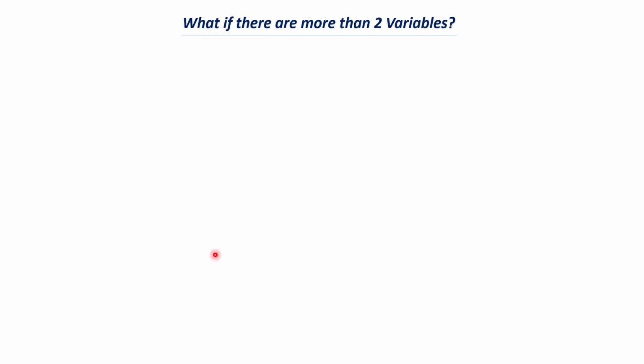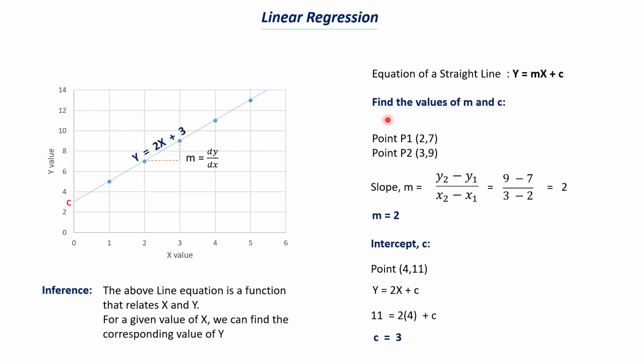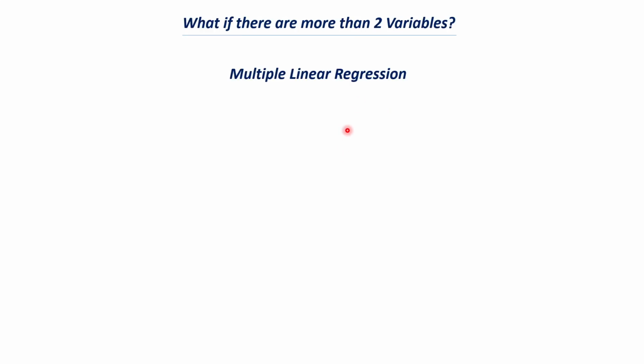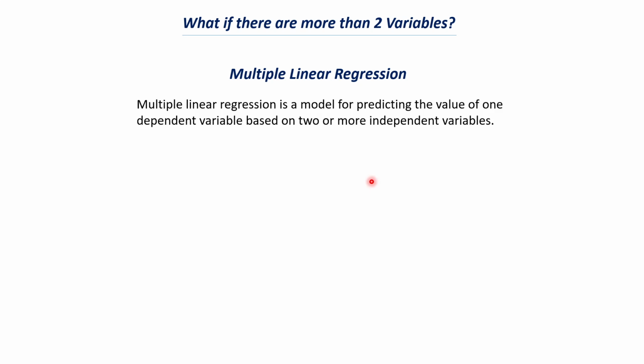In that case, what you will do is use a multiple linear regression. So this is an example of a simple linear regression where we just have two variables, and multiple linear regression is one where you will have more variables. So this is the definition of a multiple linear regression. Multiple linear regression is a model for predicting the value of one dependent variable based on two or more independent variables. Let's try to understand this.